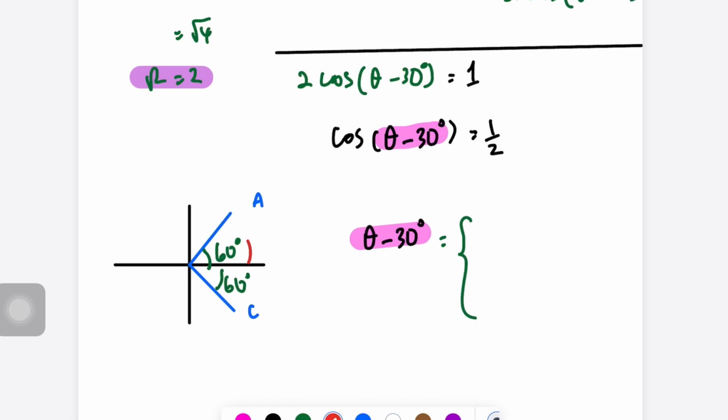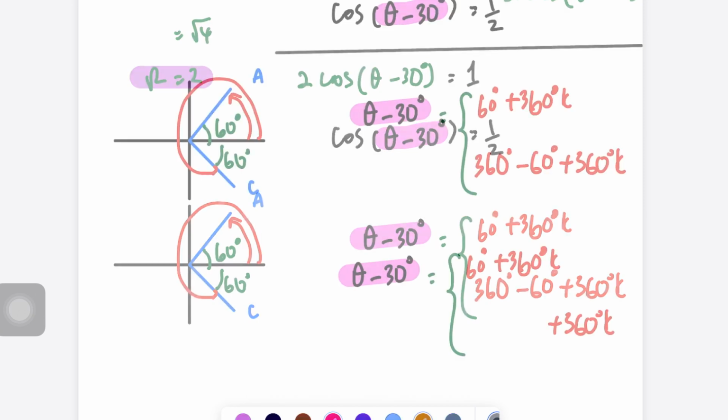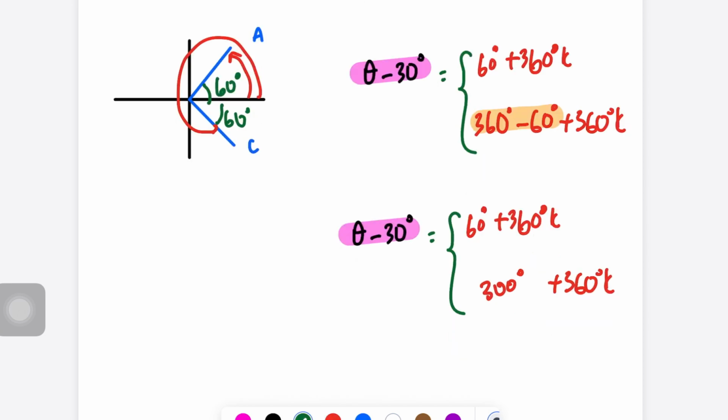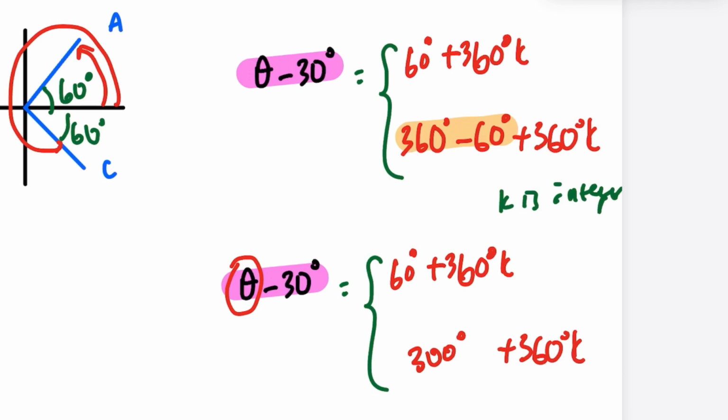So now let's read your true angle. This is 60 degrees for the first one, plus 360 degrees k. For the second one, it is 360 degrees minus 60 degrees plus 360 degrees k. Now let's solve a bit for your angle down here. To simplify, this is 300 degrees plus 360 degrees k. And don't forget, your k is an integer. So now this is the moment of truth. You want to solve for theta, but now minus 30 degrees is disturbing you. So what you can do is you can plus 30 degrees on both sides.